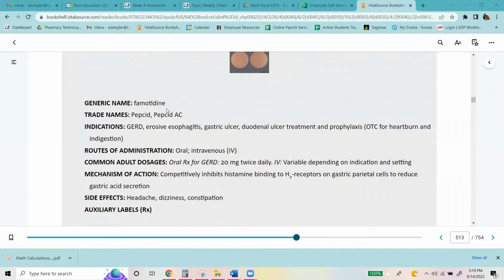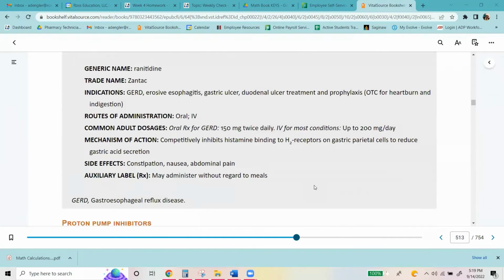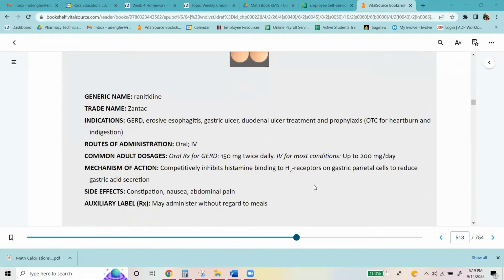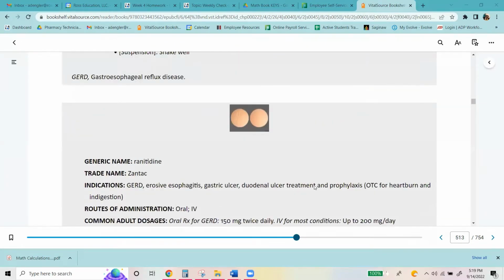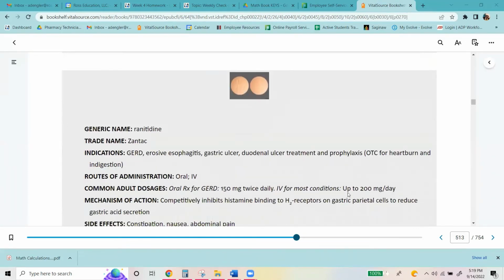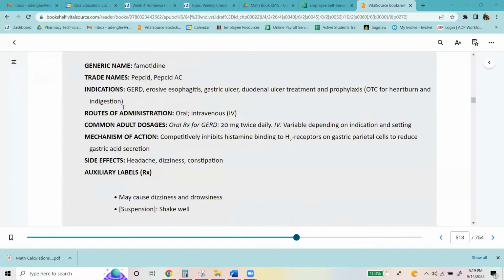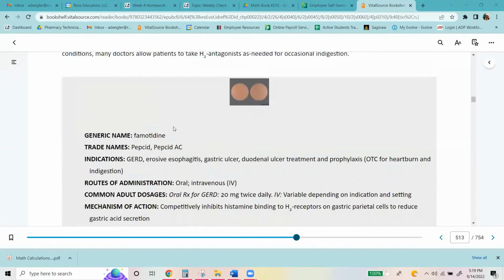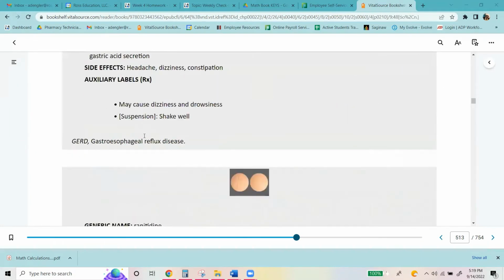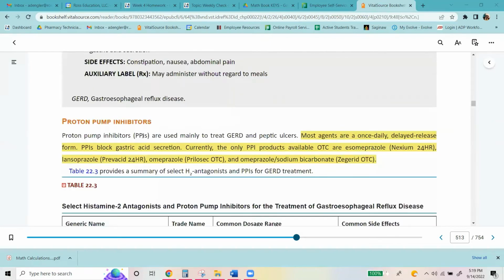So we have Pepcid, which is famotidine. It's over the counter. We have Zantac, which used to have the generic name ranitidine, that has been removed from the market. And now if you find Zantac in the stores, it's going to have the same active ingredient or the same generic name as Pepcid, which is famotidine as well.